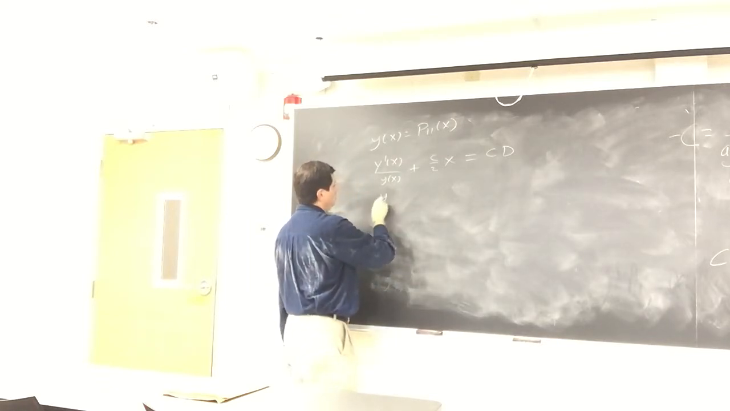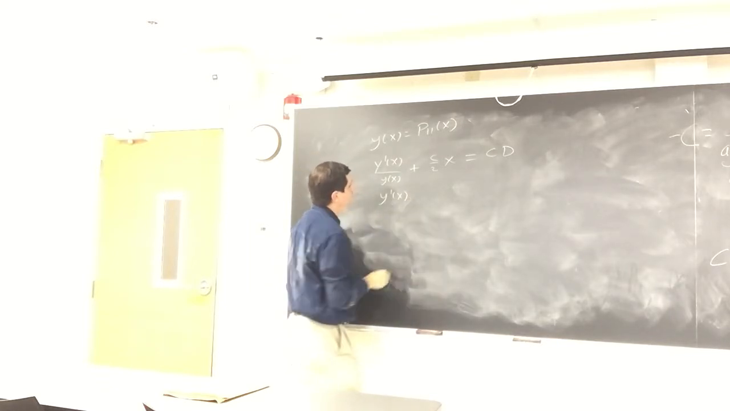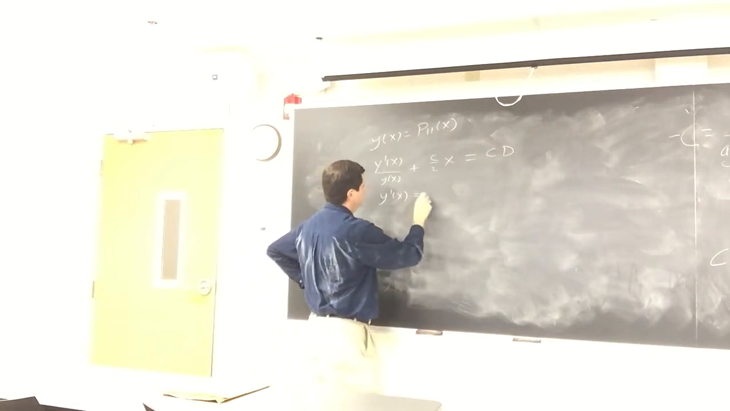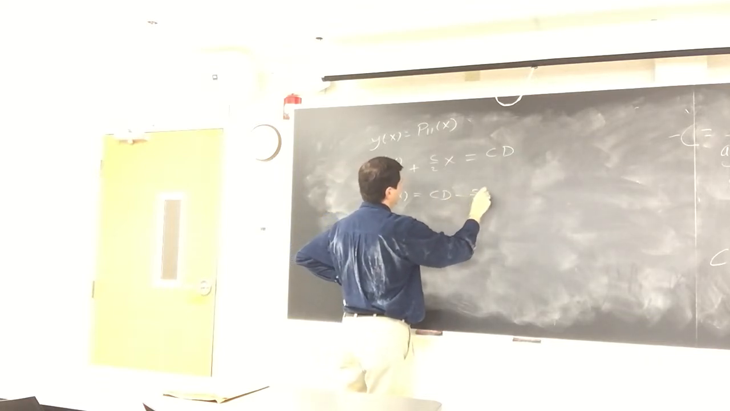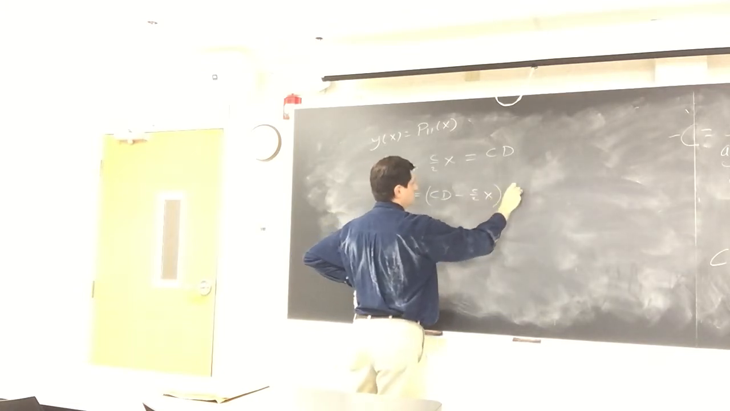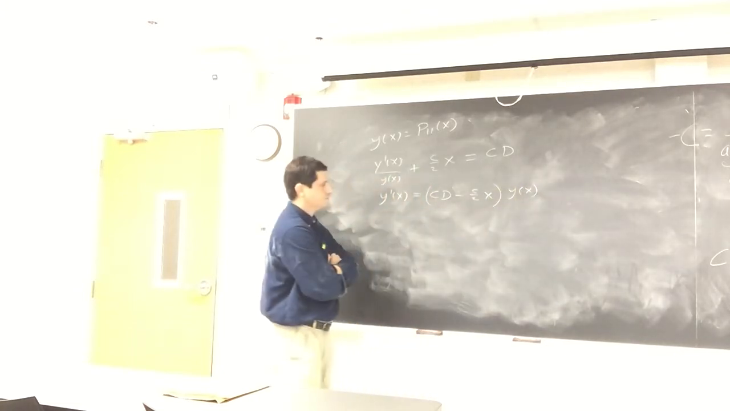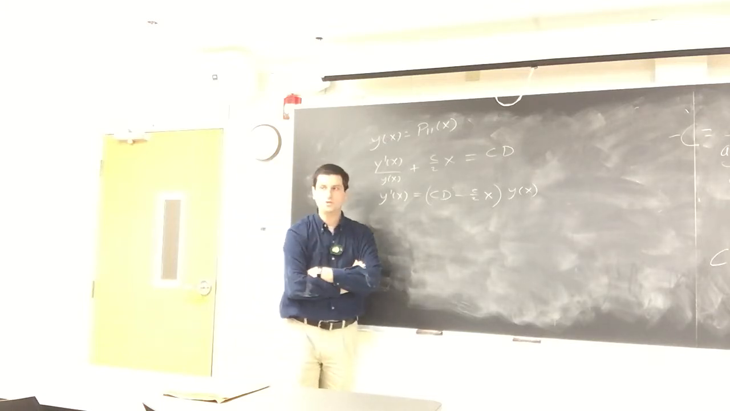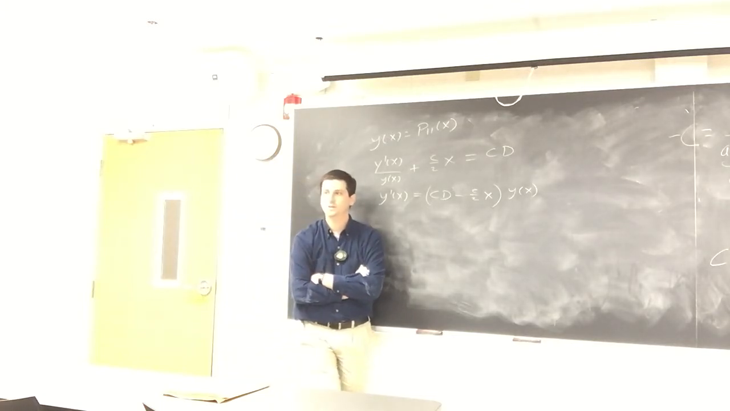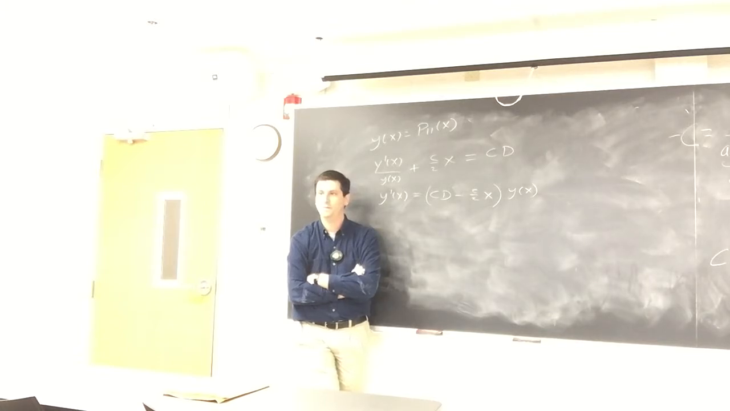All right, so y prime of x is equal to cd minus c halves x times y of x. All right, so thoughts as to how we would solve this? It looks similar to the last one, but we've got this extra CD now.